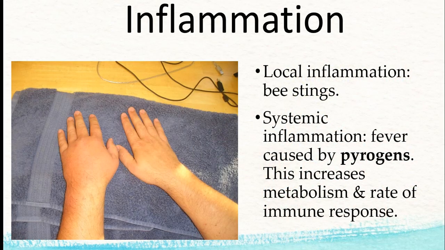Here's our inflammation, the local inflammation of bee stings, and a systemic inflammation would be fever. Fever is caused by a chemical called a pyrogen. It just increases metabolism and the rate of the immune response. I don't know if you've ever noticed, when you have a fever, you feel kind of crummy, and your heart rate increases. Yeah, it just does because your metabolism is increasing.